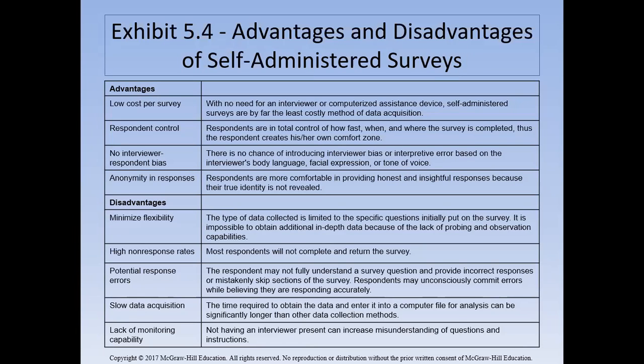The other type, self-administered surveys, has its own advantages and disadvantages. With these, there is a low cost per survey. The response cost can be very low.